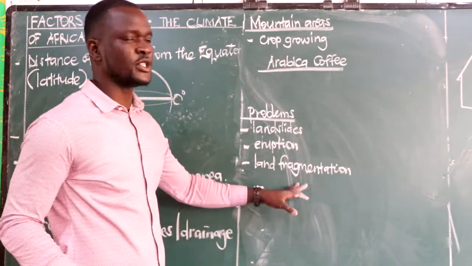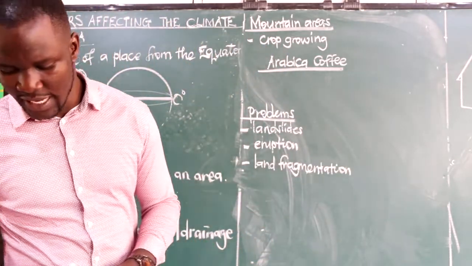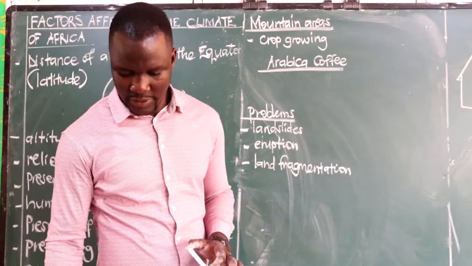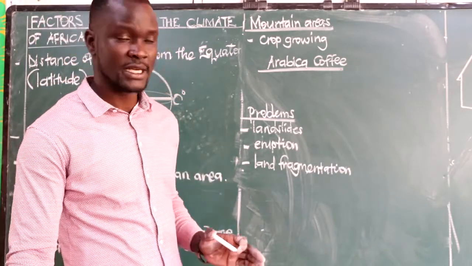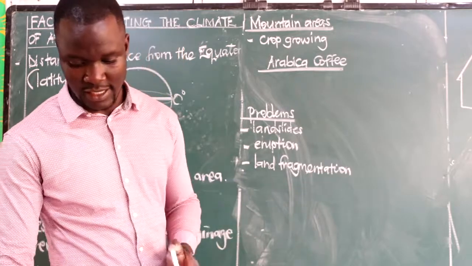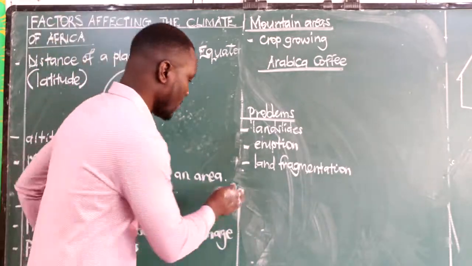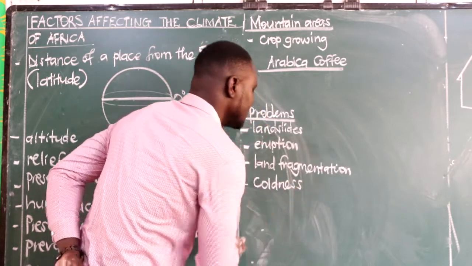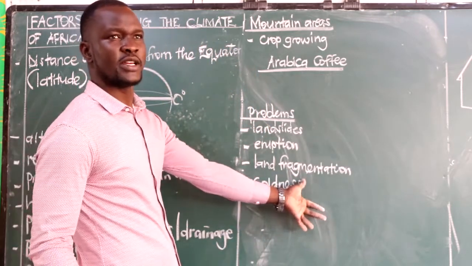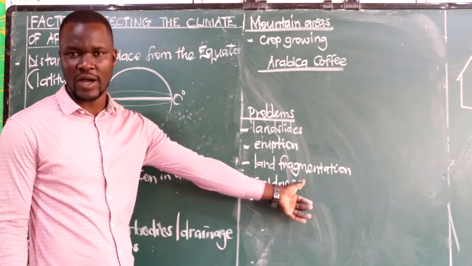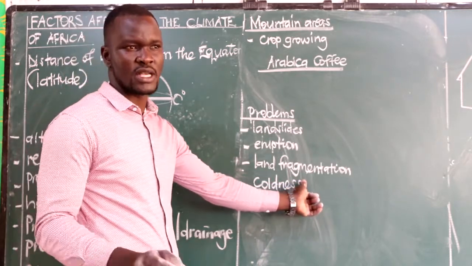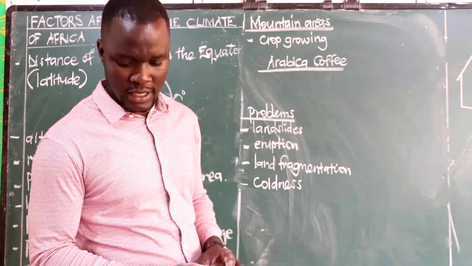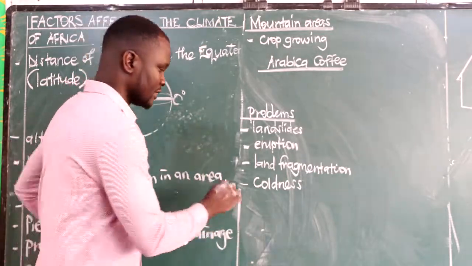Land fragmentation is the division of land into smaller plots. I think that one we don't have in our list. We can be adding it there. It's a serious problem facing these people. Then we have too much coldness. This is mainly during morning hours and evening hours. Those hours are very cold. People experience those areas as very cold. So people have to be wearing thick clothes.